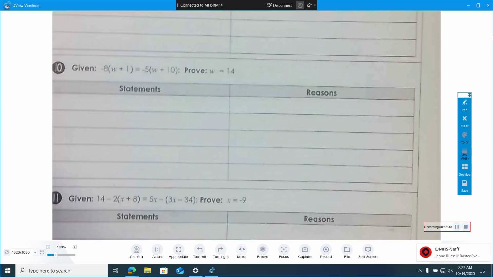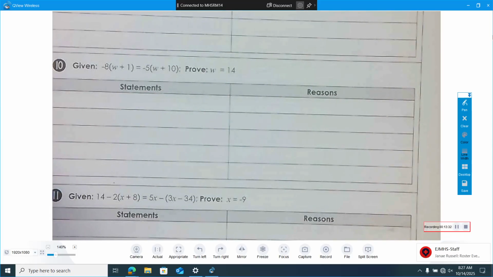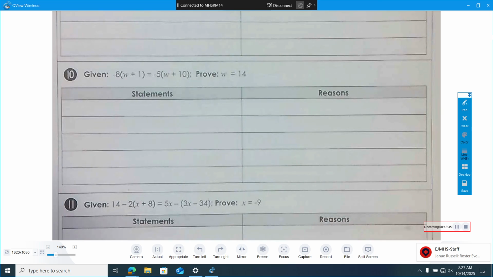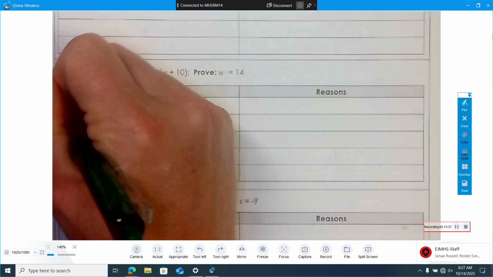Let's skip down to number 10, because I feel like you're doing great. Do you feel like you're doing pretty great? Yeah? Okay, great. I like to hear it.